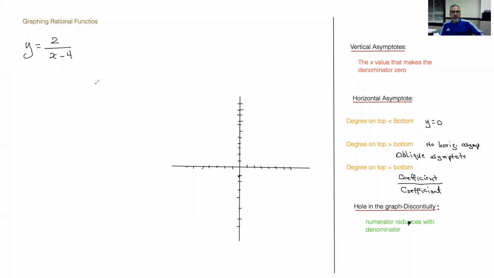Today we're going to talk about graphing rational functions. So I wrote a few rules for you here. You really need to know these rules about graphing rational functions.